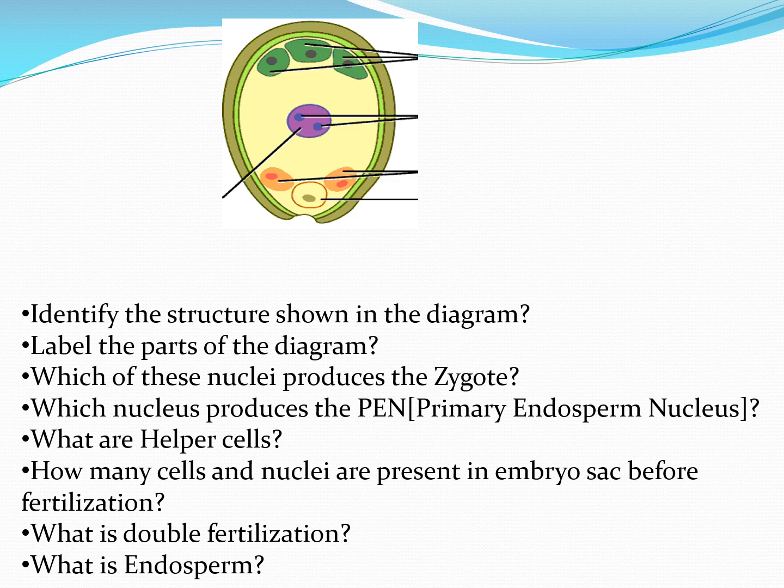Next, how many cells and nuclei are present in embryo sac before fertilization? Before fertilization, each embryo sac or female gametophyte possesses 7 cells and 8 nuclei. The 7 cells are egg cell, 2 synergids, 1 secondary nucleus, 3 antipodals. But the secondary nucleus is the combination of 2 polar nuclei, that's why it possesses 2 nuclei. So 7 cells, 1 extra, total 8 nuclei are present.